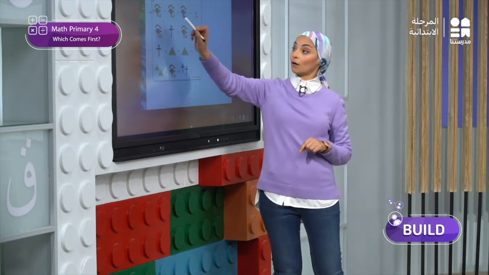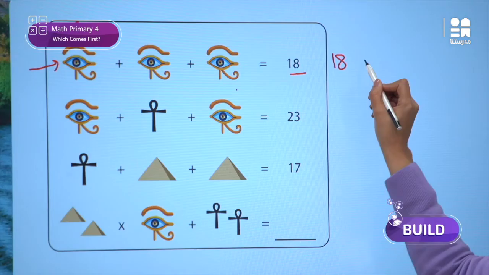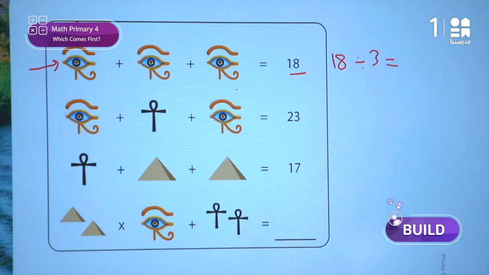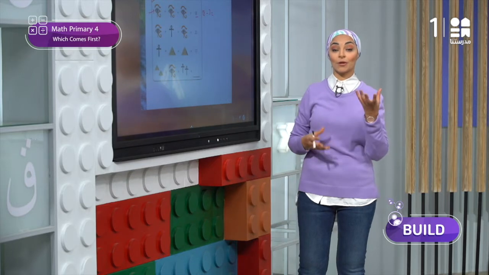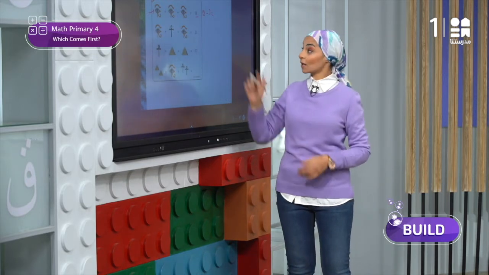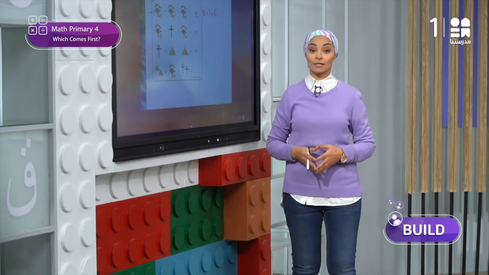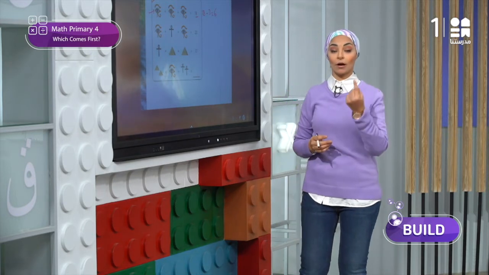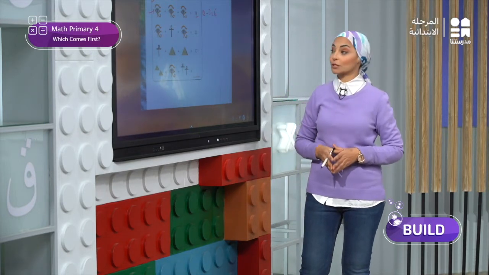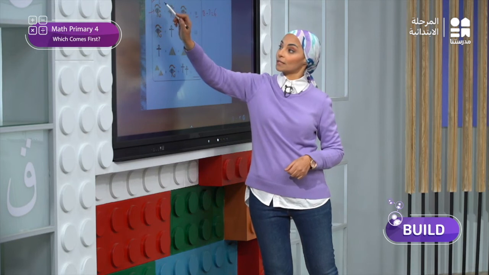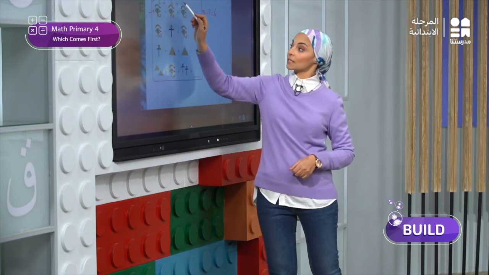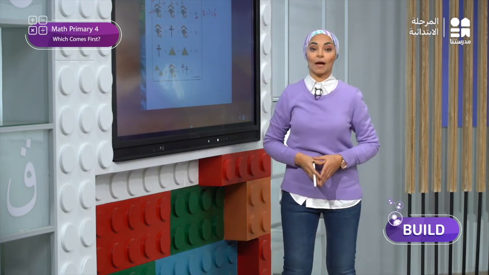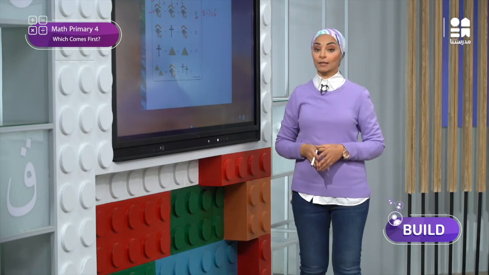To find the 1 eye, I will do 18 divided by 3. Here 18 divided by 3 equals what? 3 times what gives me 18? Right. 3 times 6 gives me 18. So each eye, the value of each eye is equal to 6. So I write here 6 plus 6 plus 6 gives me 18. And now let's move to the second equation.